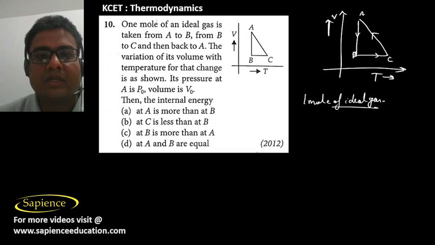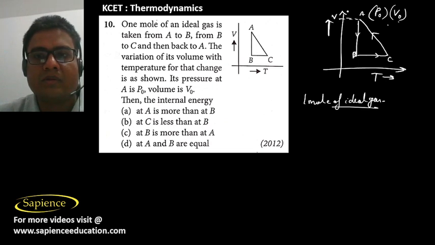Its pressure at A is P naught. The volume is V naught, obviously. Then the options say the internal energy at A is more than B, at C is less than that at A, at B. So we have to compare the internal energies at the points A, B and C.